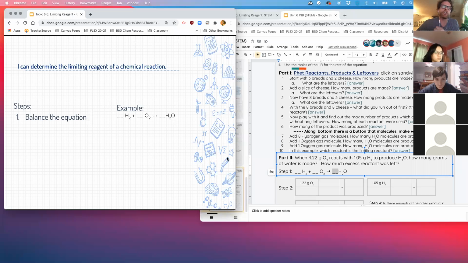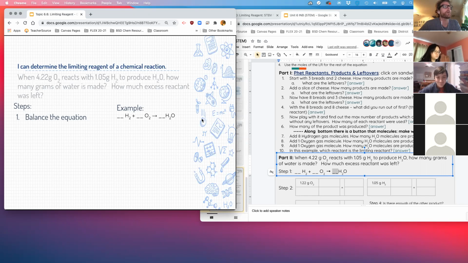All right, everybody, hardest problem that we've done this year. When 4.22 grams of oxygen reacts with 1.05 grams of hydrogen. So I'm giving you the mass of 2 reactants. Anytime I give you the mass of 2 reactants, that should in your brain be like, ooh, which one's the limiting reagent? It's very rare that they're both exactly consumed. One of them is going to limit the production of water, and the other one is going to be in excess. So 4.22 grams of oxygen reacts with 1.05 grams of hydrogen to produce water. How much water is made and how much excess reactant was left?